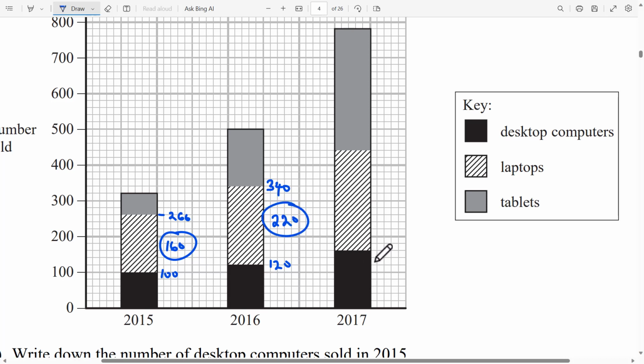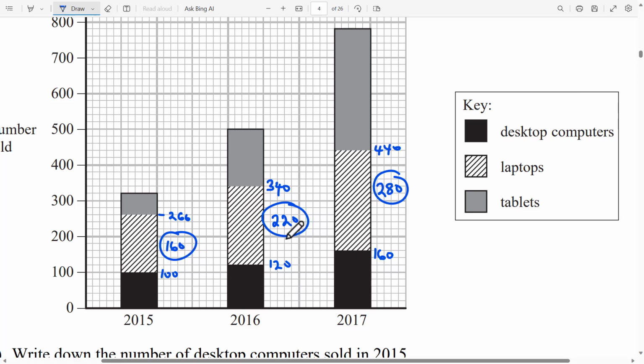And over to 2017, the beginning of laptop is 160, and the endpoint here is 440. And the difference between these two extremes, that's going to be like 4 minus 1 is 3, so 200 and 280. Yeah, 280.